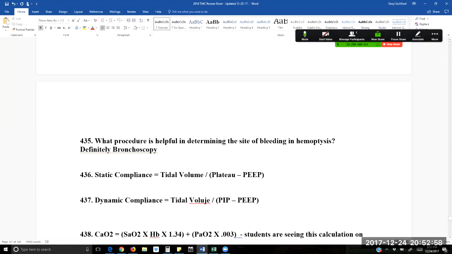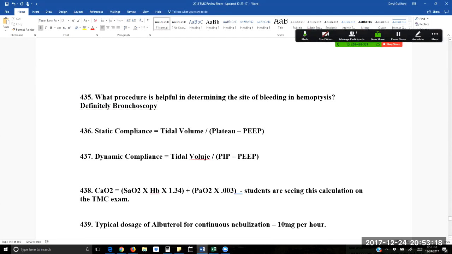435, what procedure is helpful in determining the site of bleeding in hemoptysis? Your patient is coughing up blood, that's hemoptysis. Well, the only way to really pin that down is bronchoscopy. We need to go in with a bronchoscope, find the source of the bleeding, and then figure out why that bleeding is taking place.